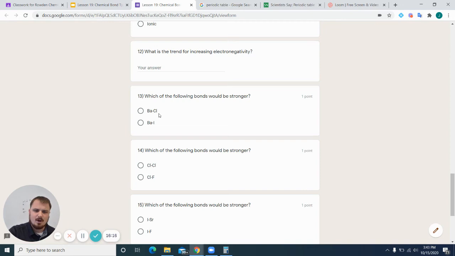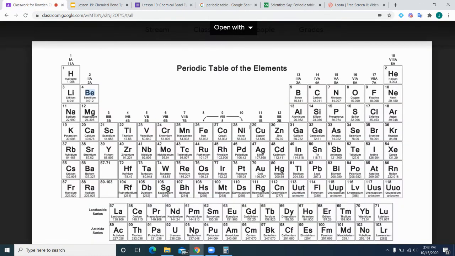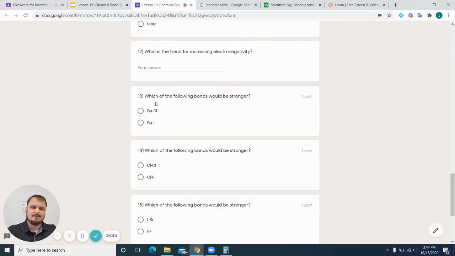So which has the stronger bond, Ba with Cl or Ba with I? Think about which one of these is further from Ba. Barium is way down here, bottom left. So what's going to be stronger? Barium when it bonds to I, which is right here, pretty far away, or chlorine all the way up here in the upper right? Which one is going to have a greater difference from the Ba? That would be the chlorine. So which has a stronger bond? Barium and chlorine.